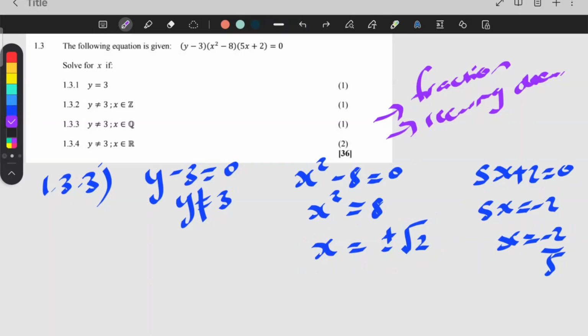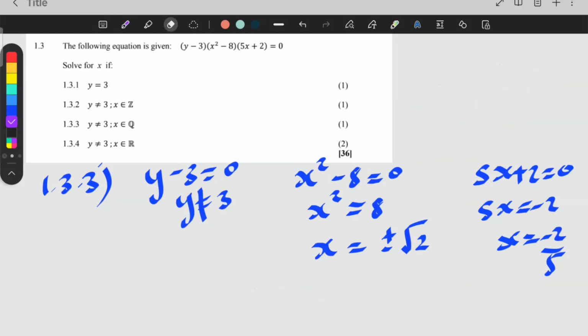But this is a fraction. So my answer here is x is equal to negative 2 over 5. That's the answer for that. Okay, I'm going to leave my solutions here. Let's look at the next question.